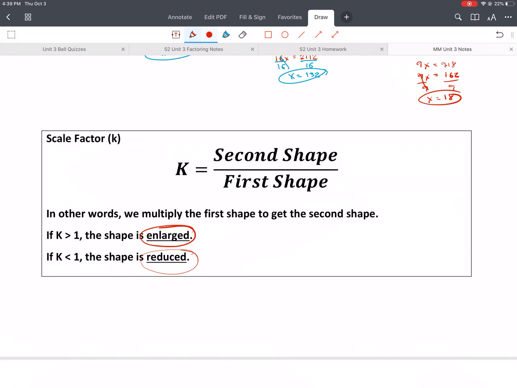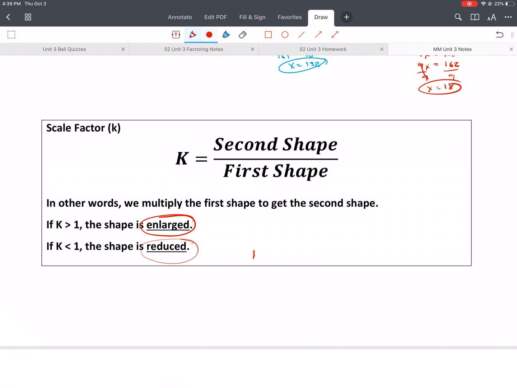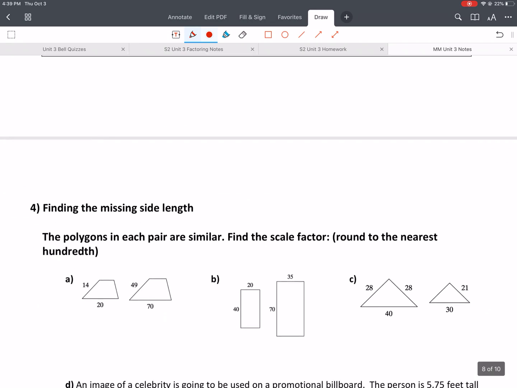A good example of reducing or downscaling something would be a map. Okay, obviously maps have a scale factor, and it usually will tell you on the map, like each inch on the map is worth 10 miles or something like that. So it's been reduced a lot. Okay, so there's some examples. If k equals 1, then it's not enlarged or reduced, it would just be the original picture, okay, or shape. So let's do some of these.